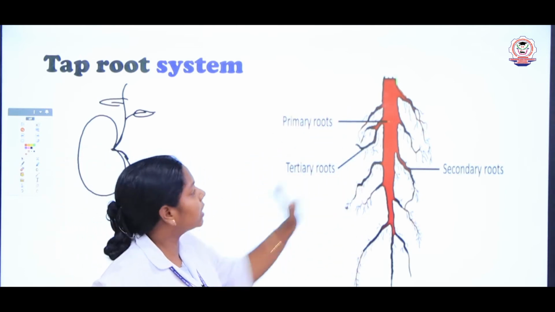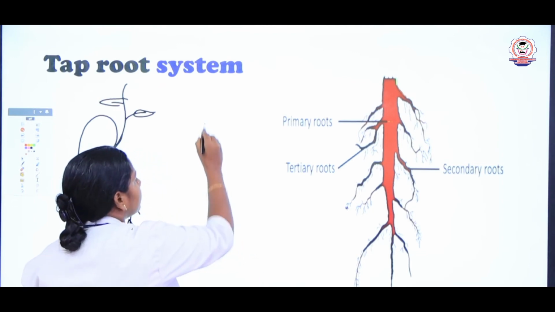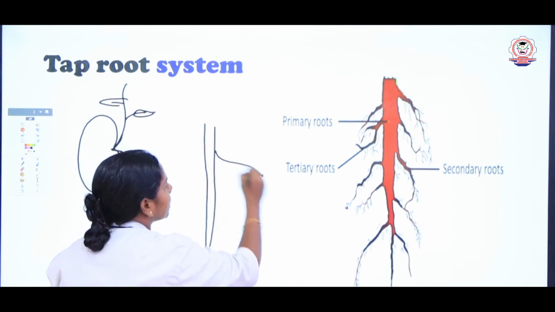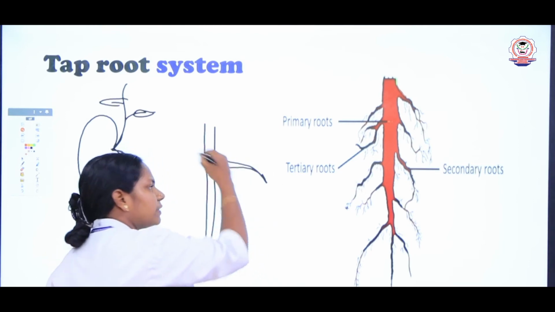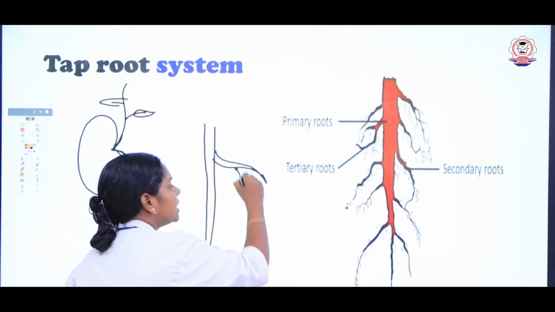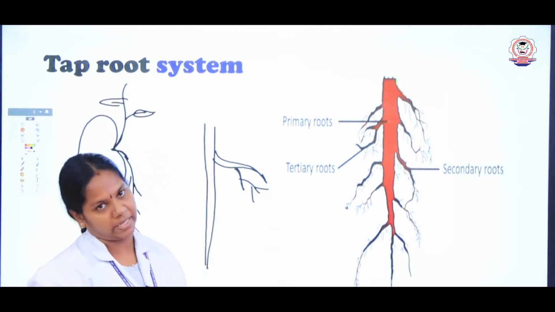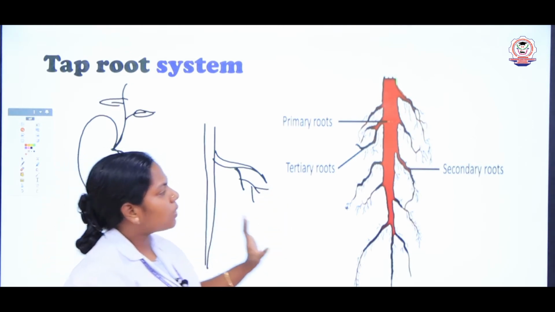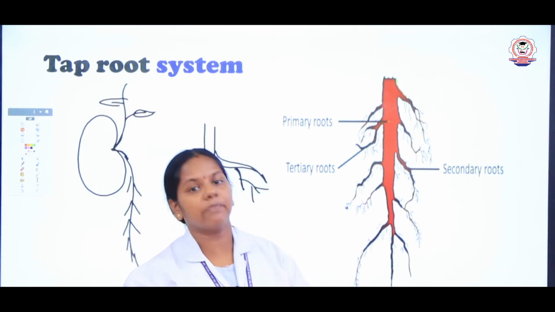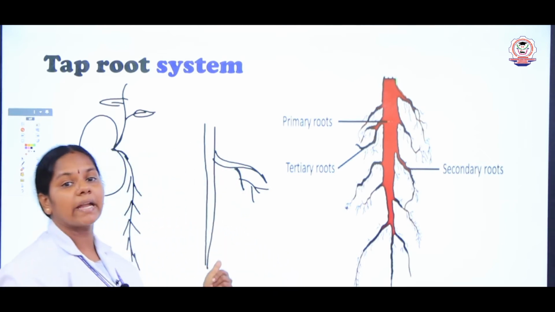From the primary root, many branches arise. The first branches that arise from the primary root we call secondary roots. Further, the secondary roots divide into many branches called tertiary roots, and tertiary roots possess many root hairs. So this is about the taproot system. The taproot system arises directly from the radicle and it is the characteristic feature of the dicot plants.